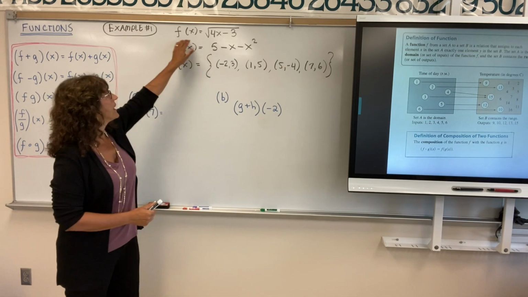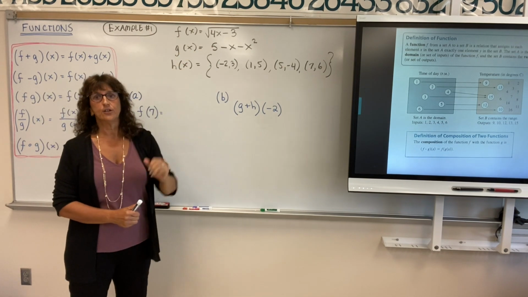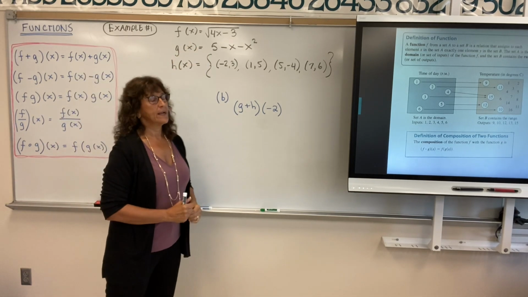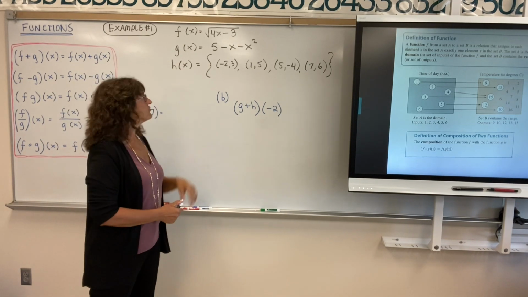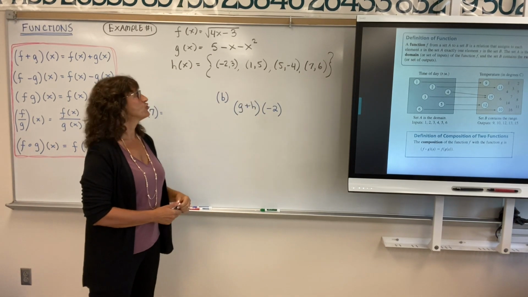Within example 1, I have my f function. F function I'm going to define as a radical function. F function is going to be radical quantity 4x minus 3. G function, we're going to define that as a quadratic. So the G function, we're going to define that as 5 minus x squared.